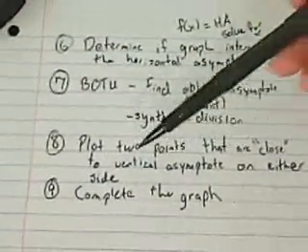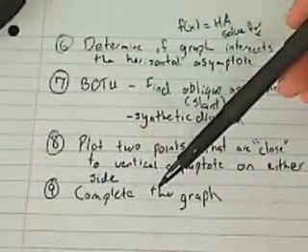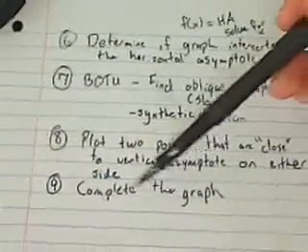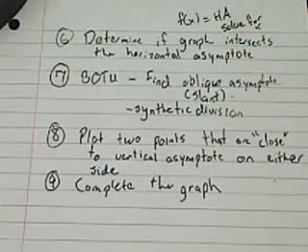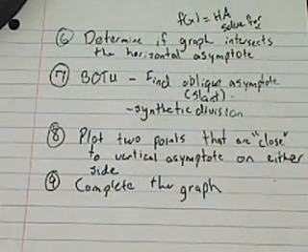We're going to choose 2 points that are close to the vertical asymptote on either side, if we have a vertical asymptote. In 9, we're going to connect the dots, make a completed graph. Okay, the next video will have some actual physical problems for us to work out.